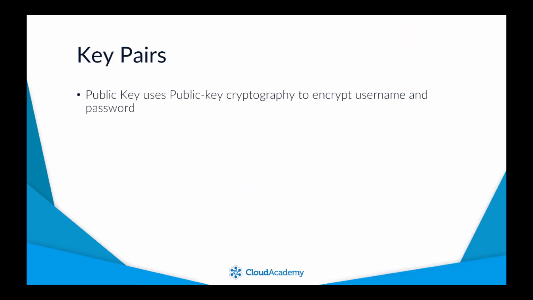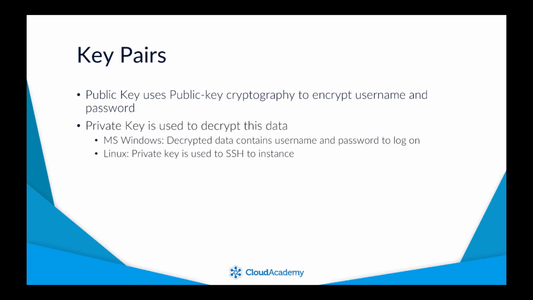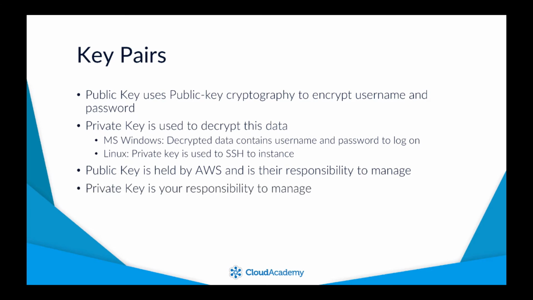The public key uses public key cryptography to encrypt data such as the username and password. For Windows instances, the private key is used to decrypt this data, allowing you to gain access to the login credentials, including the password. For Linux instances, the private key is used to SSH onto the instance. The public key is held and kept by AWS. The private key is your responsibility to keep and ensure that it is not lost.